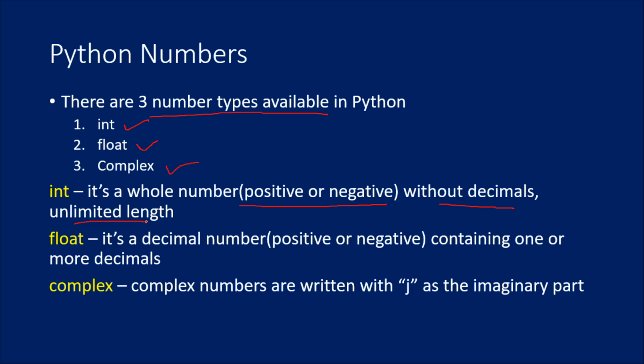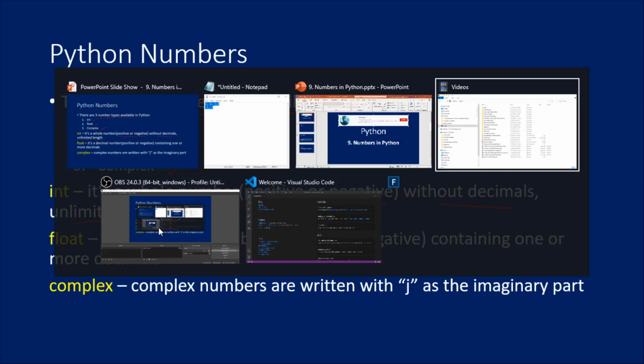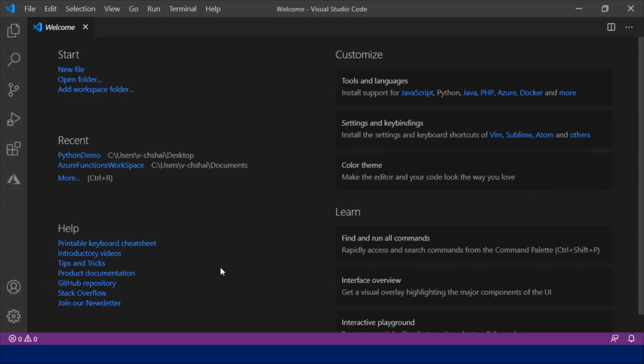And the length for the int type in Python is unlimited. In other programming languages, you will have certain limitations. If it is an integer, then your whole number should not be greater than a particular limit. But in Python, that is not the case. The length can be unlimited. Let me show you that practically also, by storing one integer into one variable.